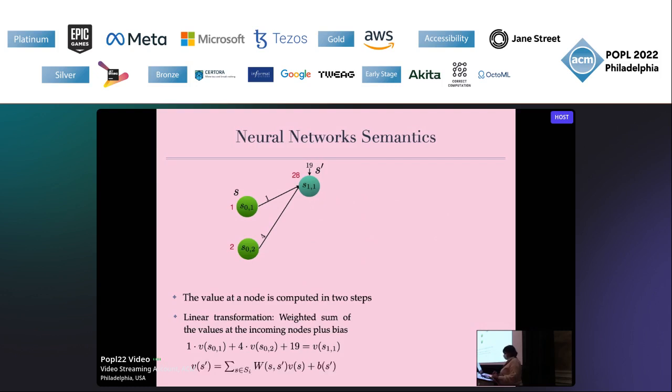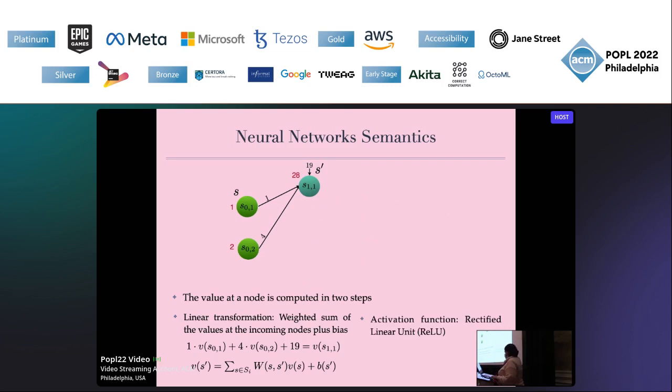Okay, so my cursor is not seen here. So essentially, you look at each of the nodes in the previous layer. Here, one of them is marked as S. You look at the value of that node, multiply it with the edge going out of it, and you do that for each of the nodes, add all of those values up, and then add the bias, which is 19 here, which is associated with S11, and that result is the value at the node S11.